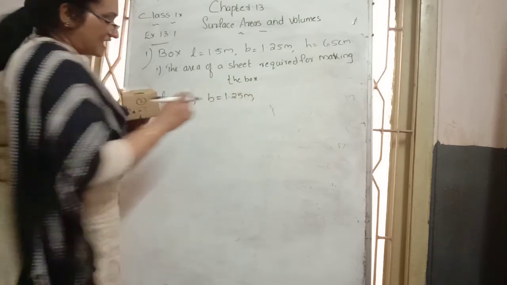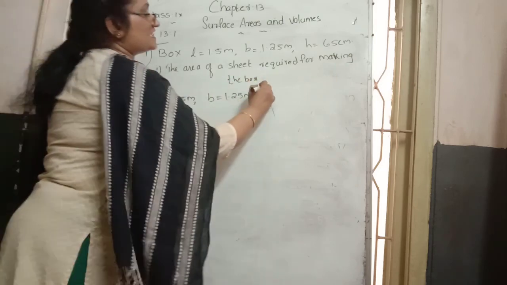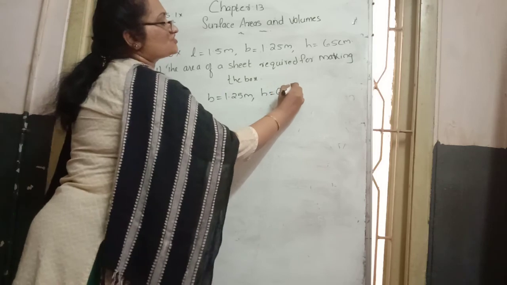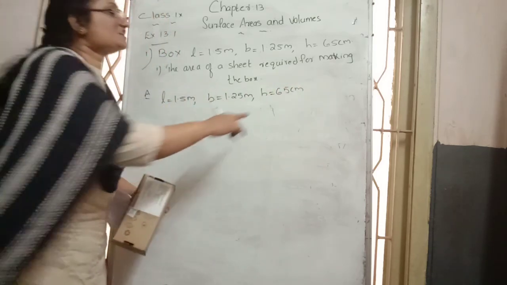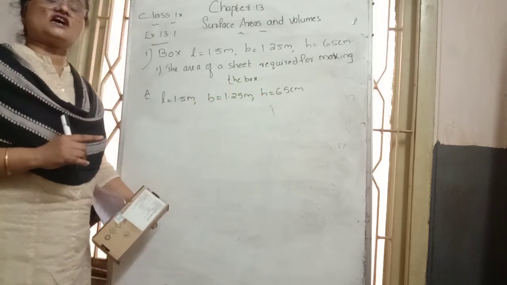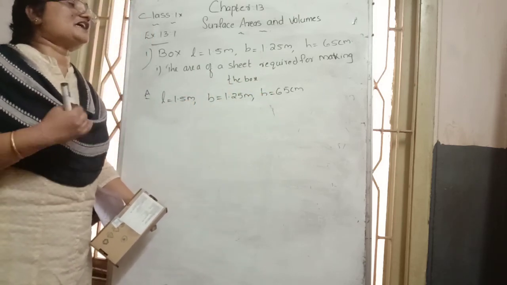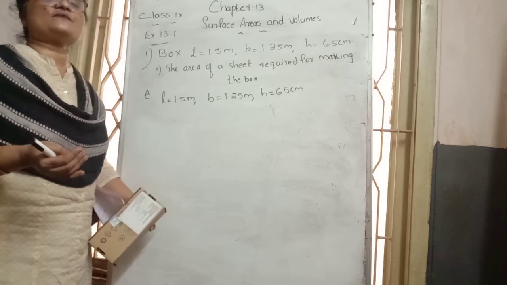1.25 meter. Height is this side. So how much? Here the problem is height is in centimeter. The remaining 2 are in meter. Units are in meter, but here the unit is in centimeter. How to find out? How to convert a centimeter to meter?